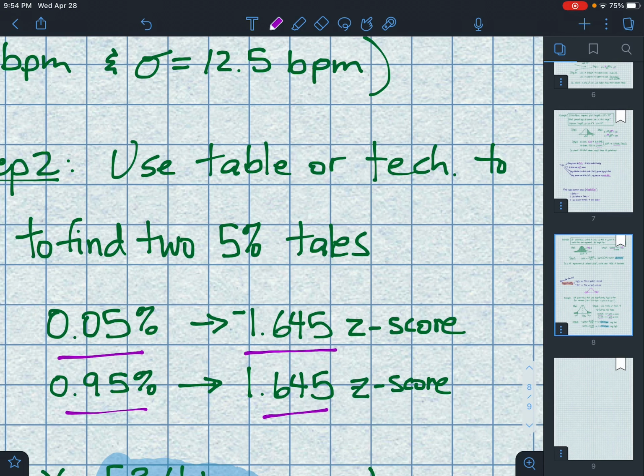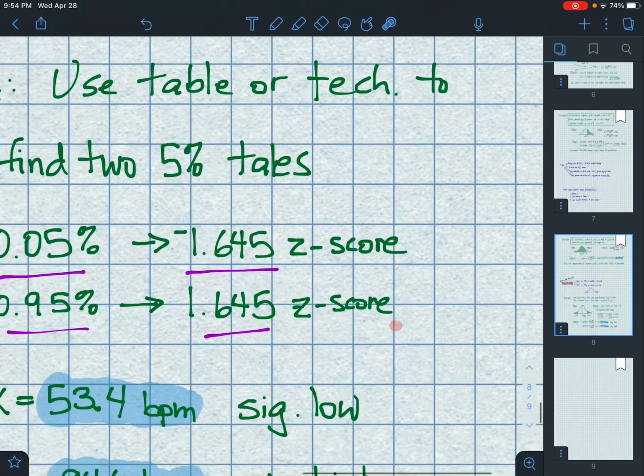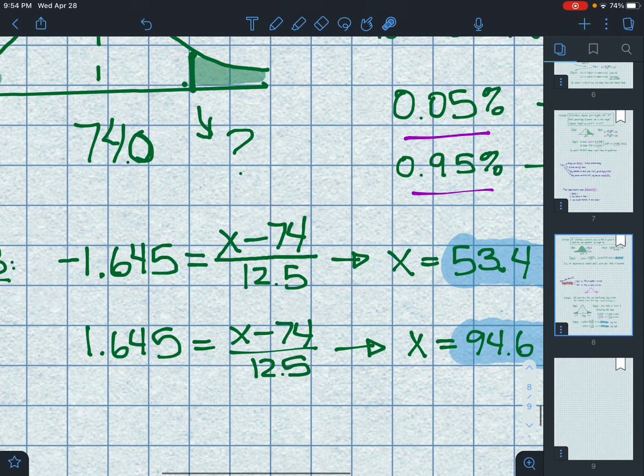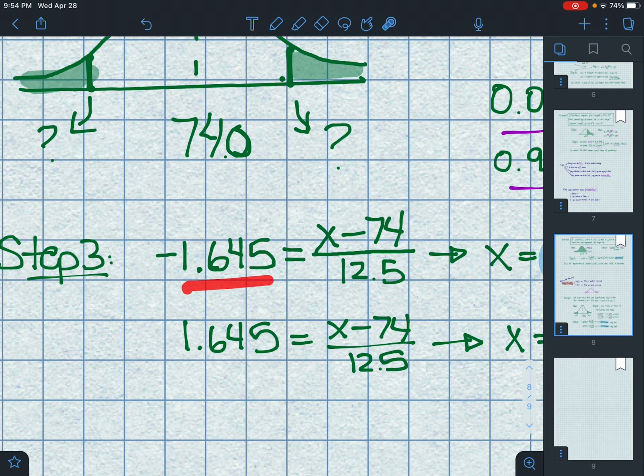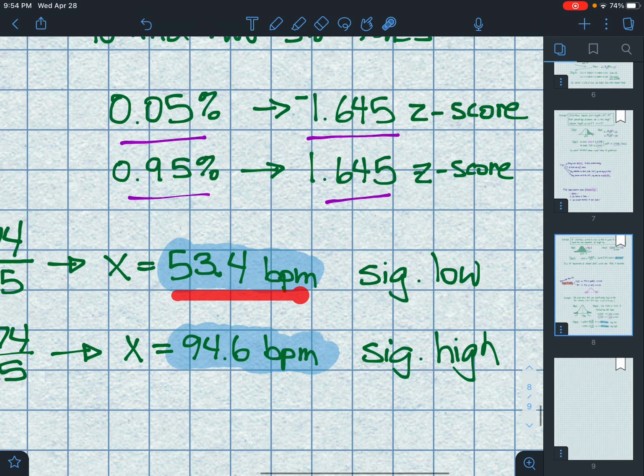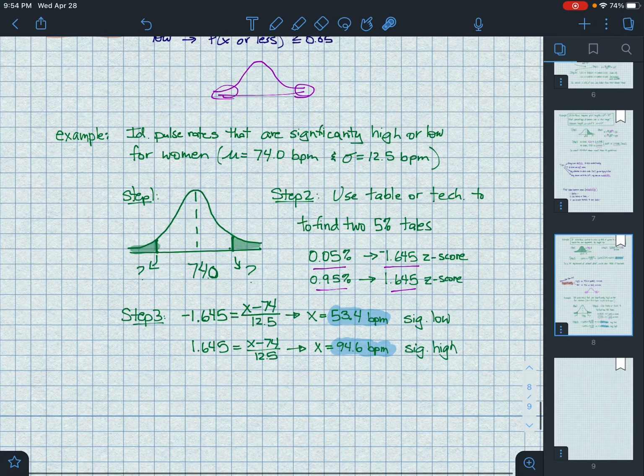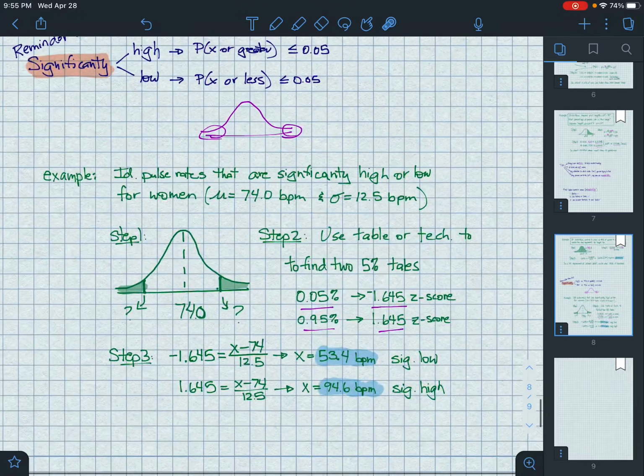And then the 5th percentile is going to be the reflection of that, right? There is symmetry, so these two depend on each other because these two are 5% from the ends. So now I go to my z-score formula and I type in those values. I solve for x. And so then we get, here is what would be considered significantly low and below that. And then this is what would be considered significantly high. Best of luck as you do your homework.